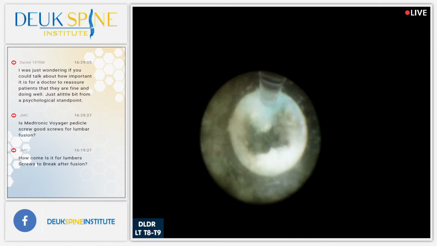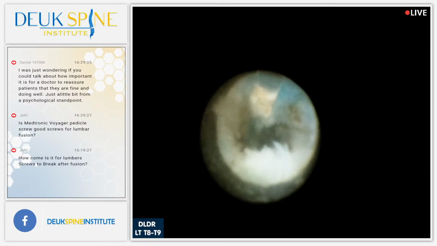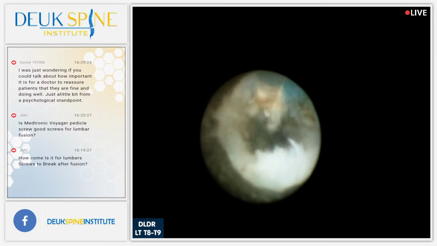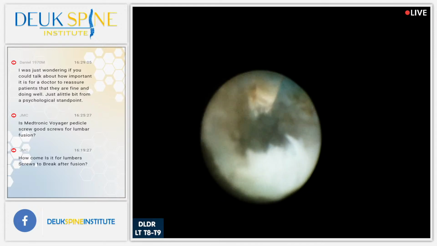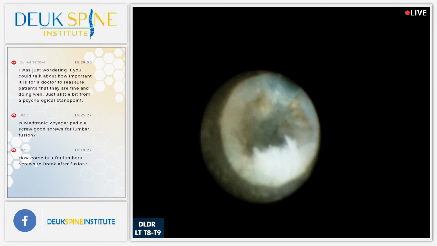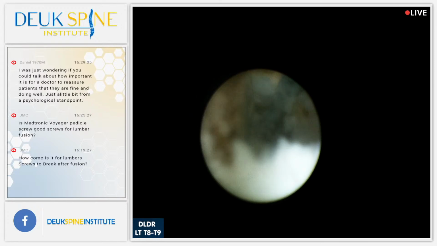You starting to see the problem here? Most of the reason screws fail is because of the surgeon, not the patient. But they'll blame you. They'll find a way to blame you. Trust me. They will find a way to blame you.